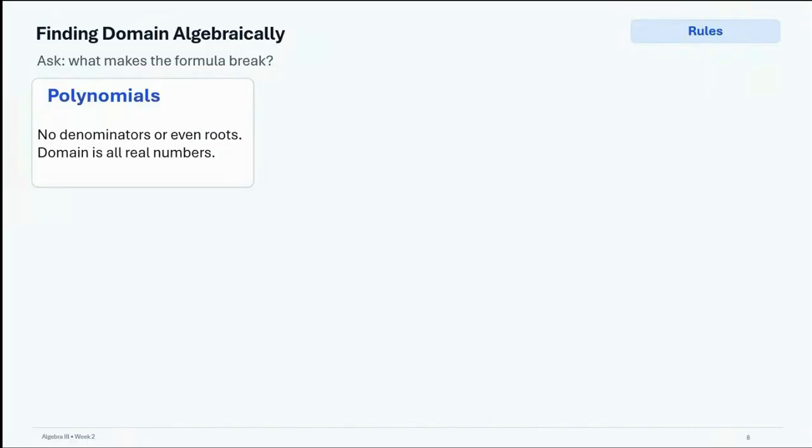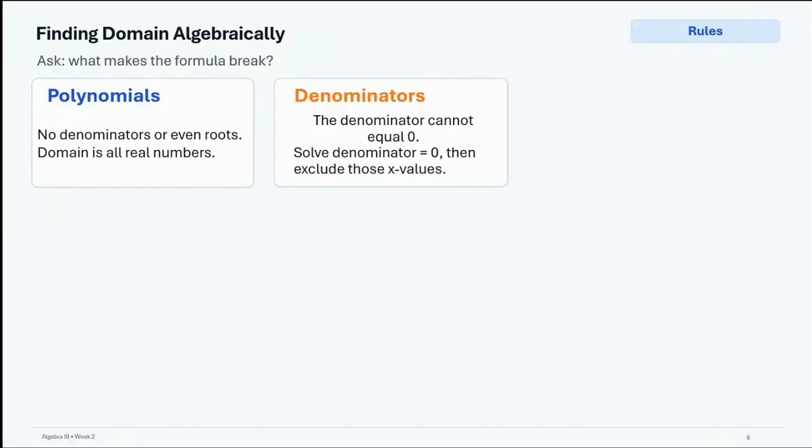Next rule. If there is a denominator, the denominator cannot equal zero. So set the denominator equal to zero, and then exclude those x values. This just gives us some basic rules to know what the domain is. If there are no denominators and no square roots, we know it's all real numbers. If there is a denominator, solve the denominator equals zero, and those are not included in the domain, but it should be all the other numbers.